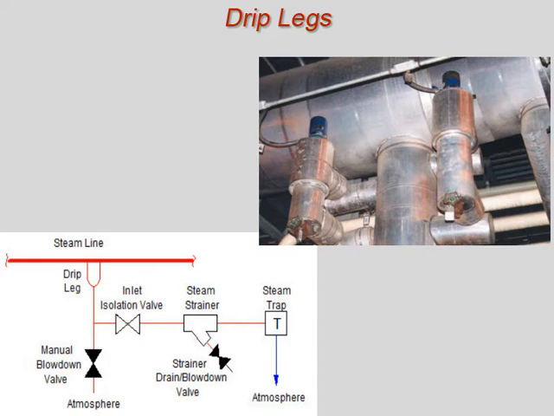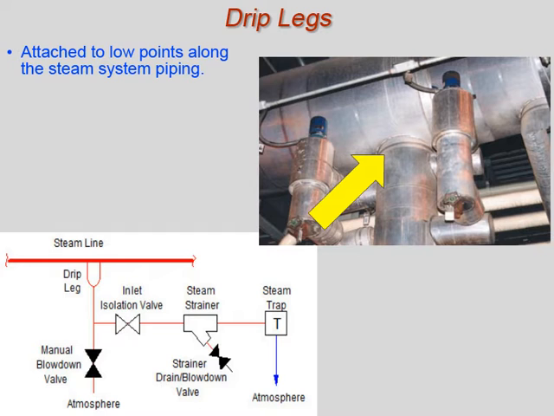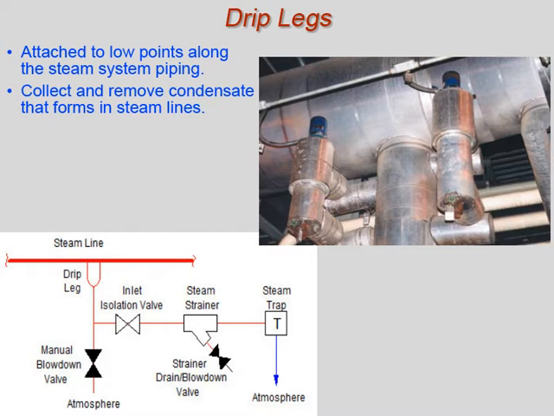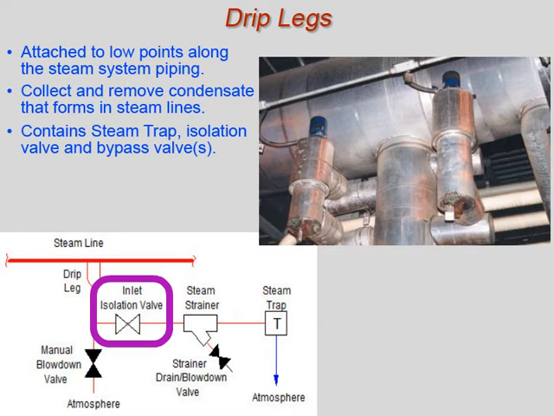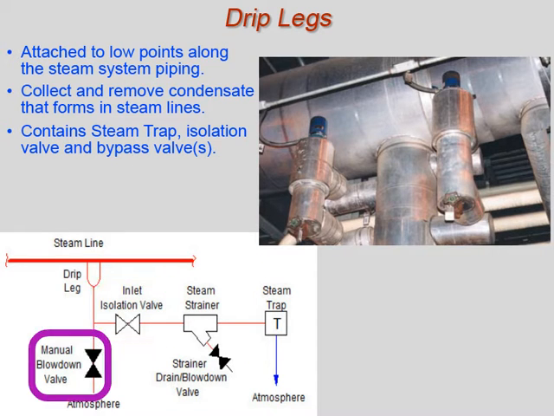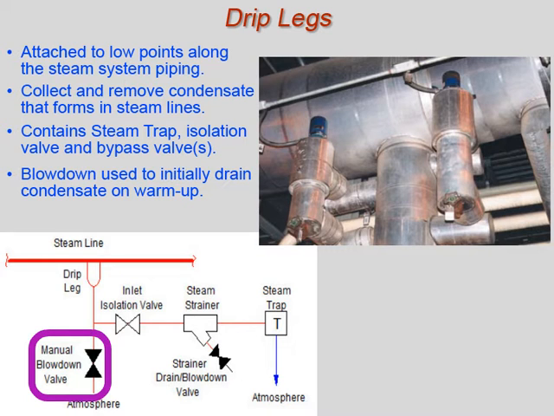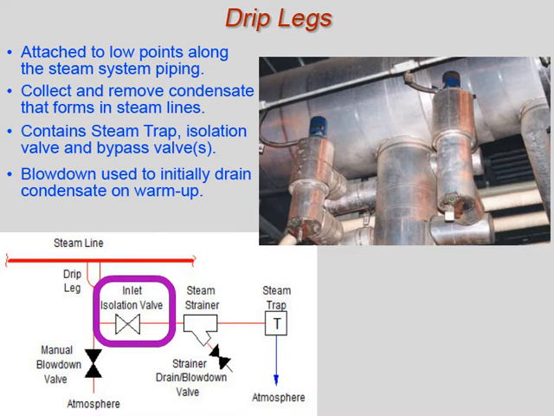Drip legs consist of piping attached to low points in the steam system. They collect and remove the condensate that forms in the steam lines. Each drip leg has a steam trap, an isolation valve, and a blowdown valve. The blowdown valve is used to drain condensate from the line during warm-up of the steam system. After the initial condensate is drained, the blowdown valve is shut and the steam trap is placed in service by opening the inlet isolation valve to automatically remove condensate during normal operation.